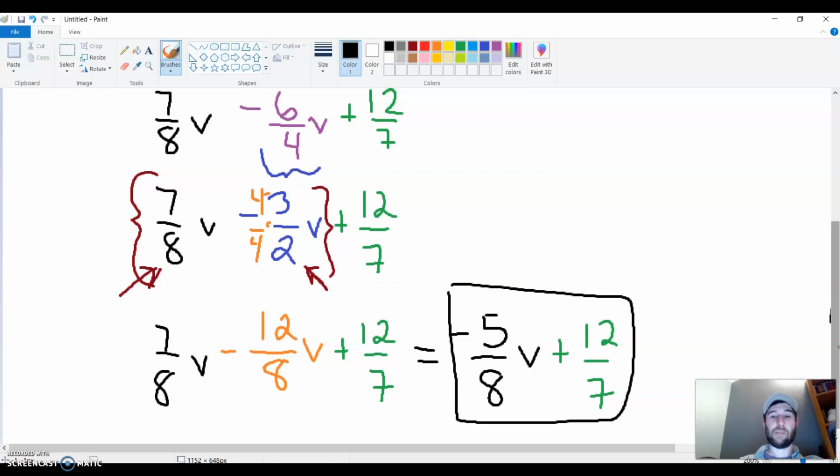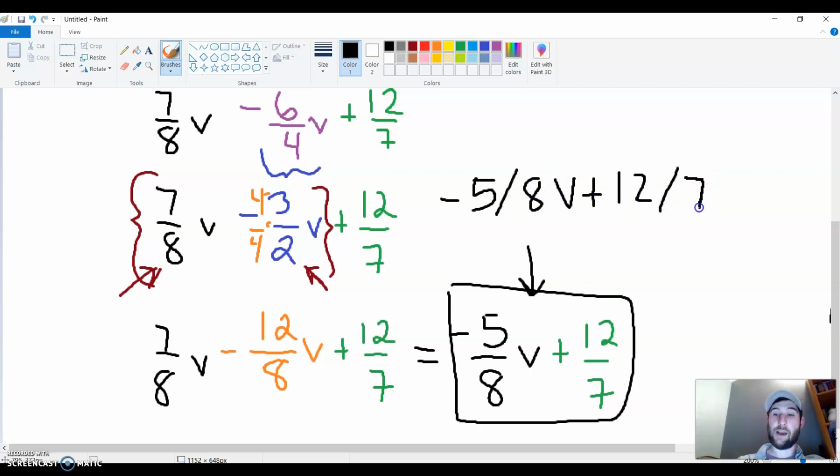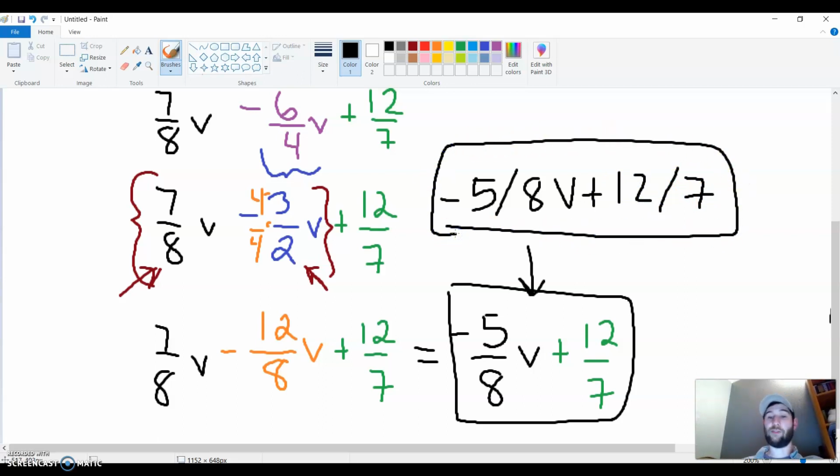So, without any further ado, the last thing I'll say is when you type this answer into Canvas, it's really hard to format that fraction bar. So you're typing in the -5, the fraction bar, the 8, then the v, then the plus, then the 12, then the fraction bar, and the 7. That's how Canvas is going to read the exact same answer that you see down below.